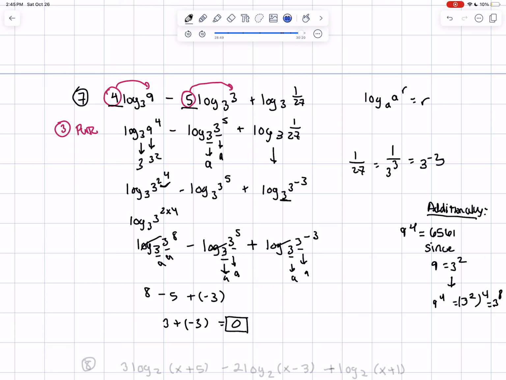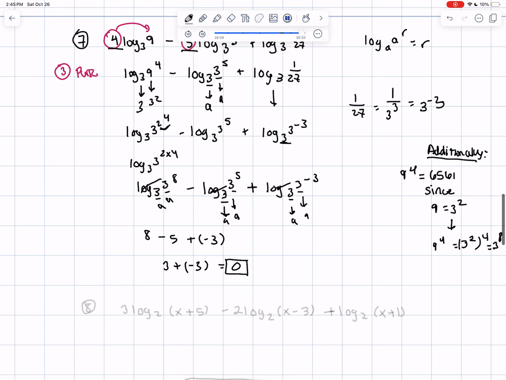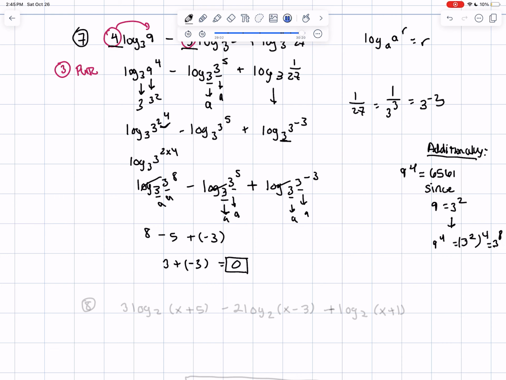Now with these problems, there's many ways to solve them. This is one way you can do it. I just find that this way is the easiest way for me to solve it, but you can totally solve it a different way. All right, so let's do the last problem. I know this is a very long video, but I wanted to go over as many as possible.